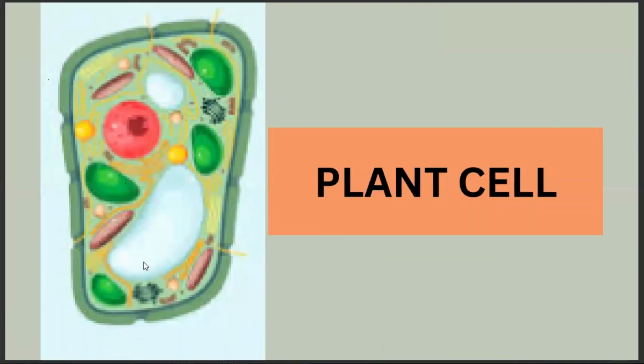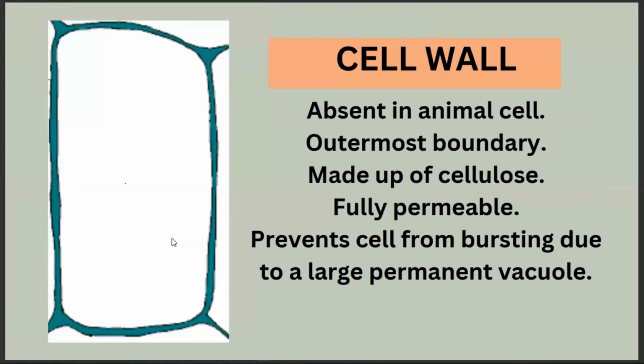Now the plant cell has got everything which an animal cell has: cell membrane, cytoplasm, nucleus, ribosomes, mitochondria, Golgi bodies, everything. But there are some exceptions. What are those exceptions? The outermost boundary. Outside the cell membrane, there is an additional layer which is called the cell wall. This cell wall is made up of a substance called cellulose, and cellulose is a complex carbohydrate, a polysaccharide. It is an indigestible material.